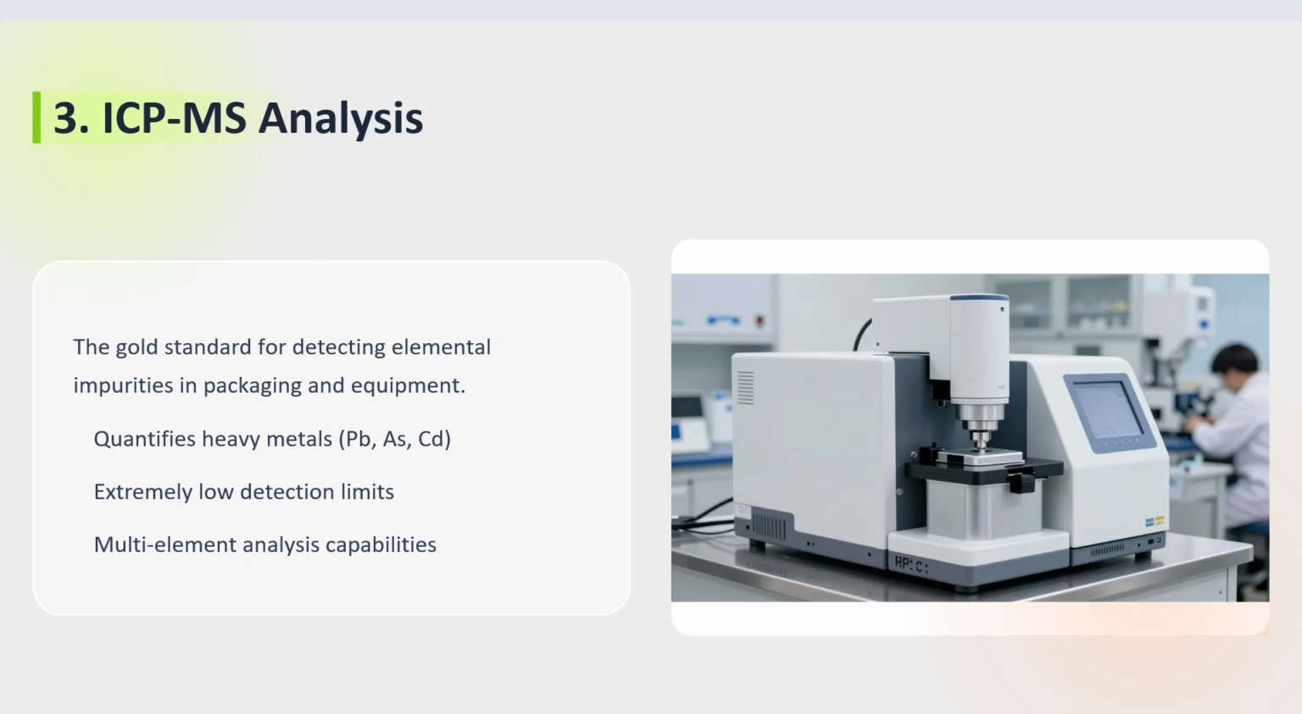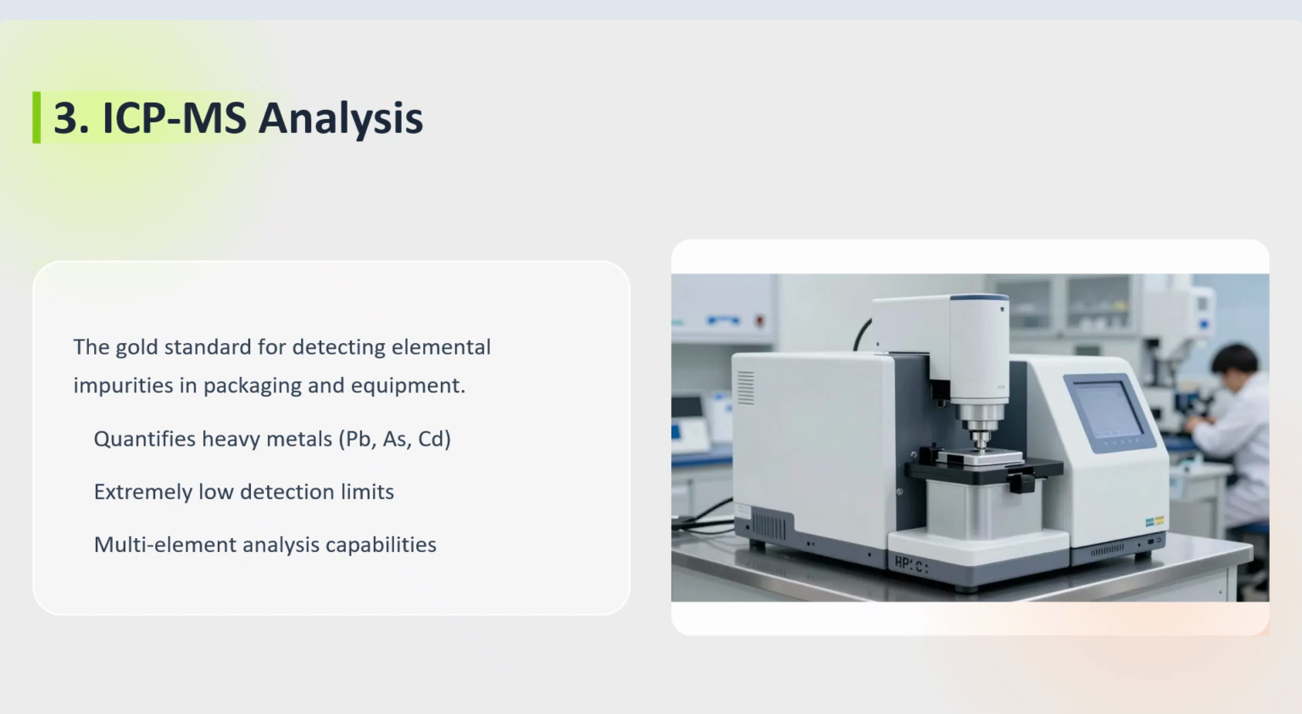Not all contaminants are organic molecules. Some impurities are metal elements that can migrate from packaging components or manufacturing equipment. To detect these metals, scientists use inductively coupled plasma mass spectrometry, or ICP-MS.